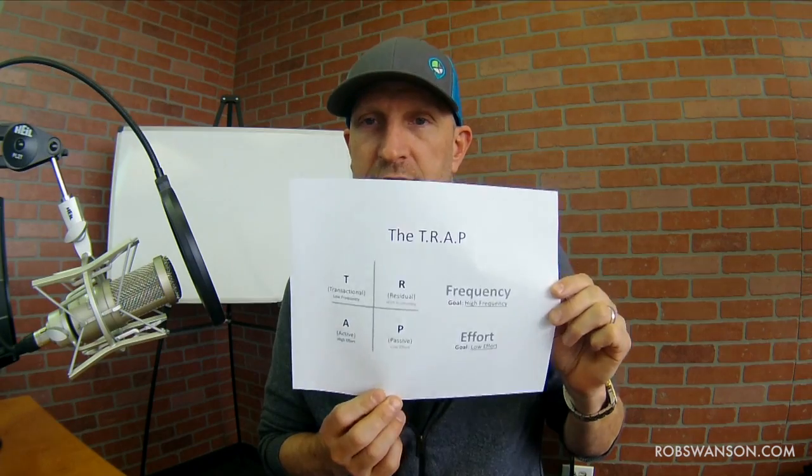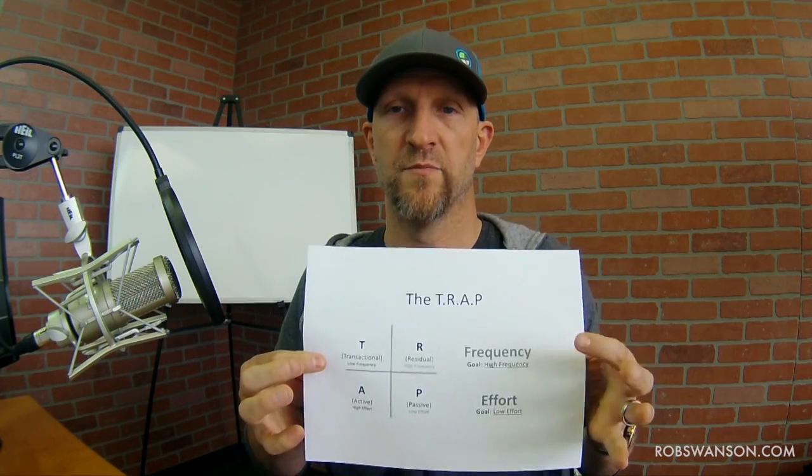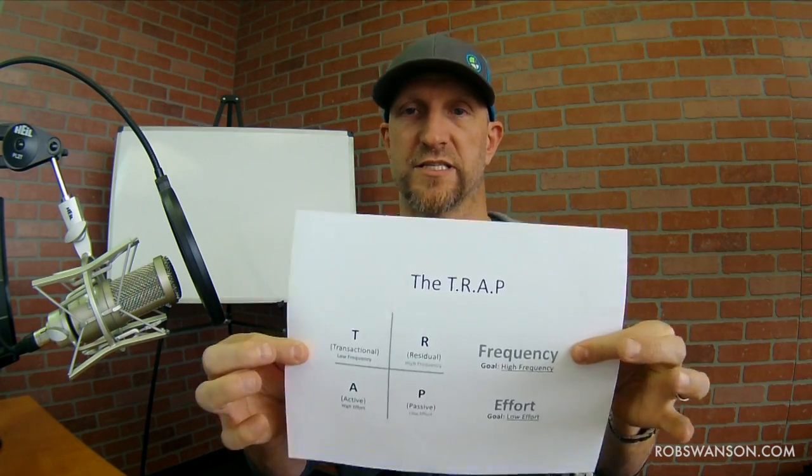In the lower left, I wrote an A. That stands for active income. And in the lower right, I wrote a P. Stands for passive income. Now, the top line in this chart, the T and the R, transactional income and residual income, is the frequency that you get paid.